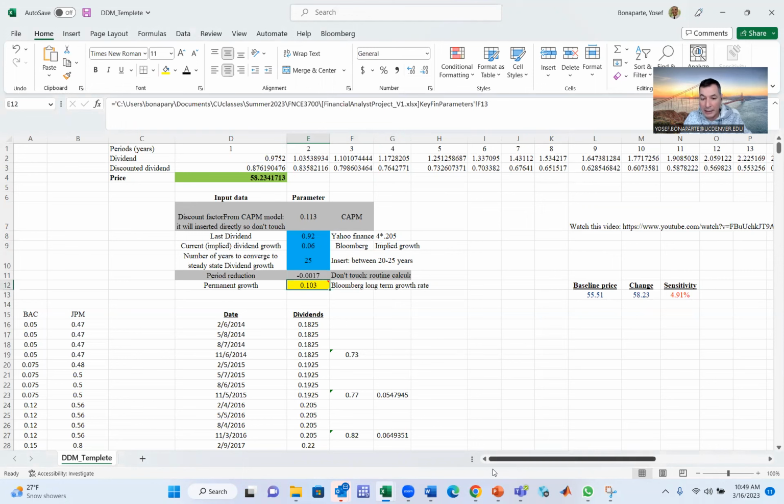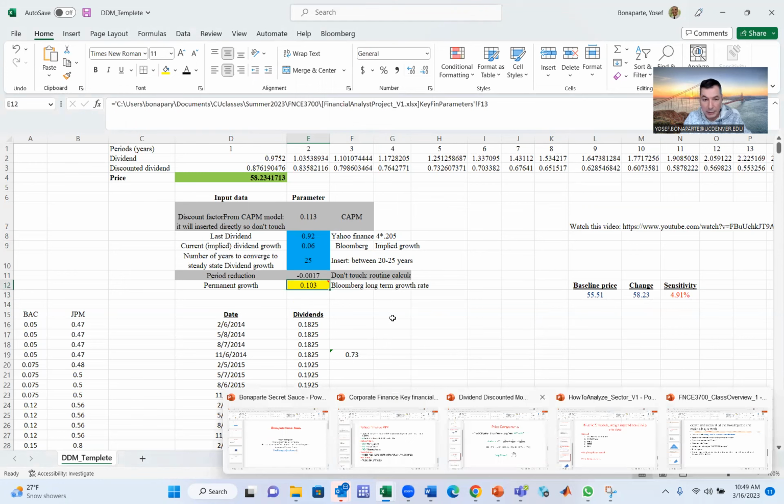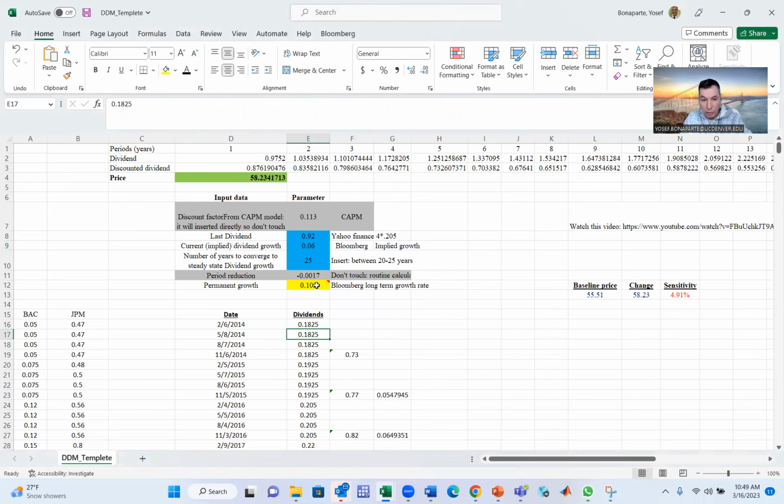From where you're going to get that? You have to take it from Bloomberg. So what's the price, and from where do I get this number? First of all, the discount factor is from the CAPM model. We mentioned that. You do the CAPM model, and the required return there is exactly the discount factor.